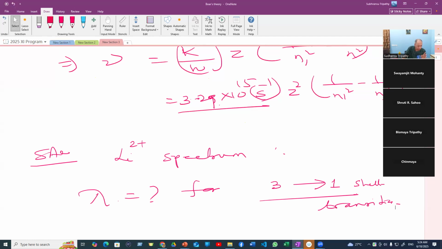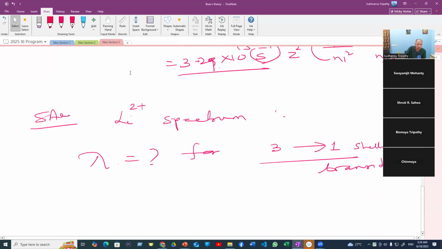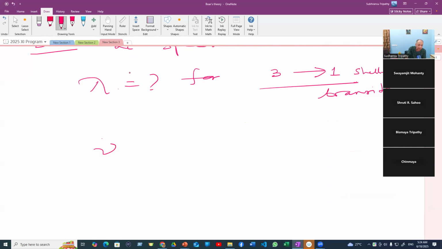Hence, so far you are using the K method. You can just forget about using the K method and directly use lambda. Once you find nu bar is equal to R, R means 109,677. Let us do it in CGS.